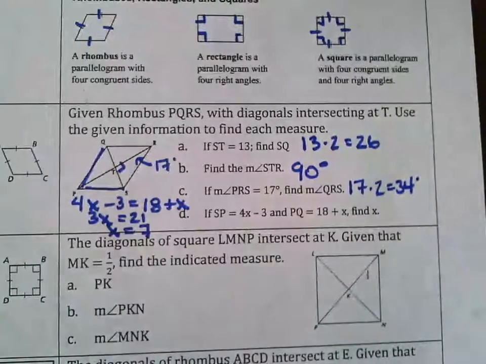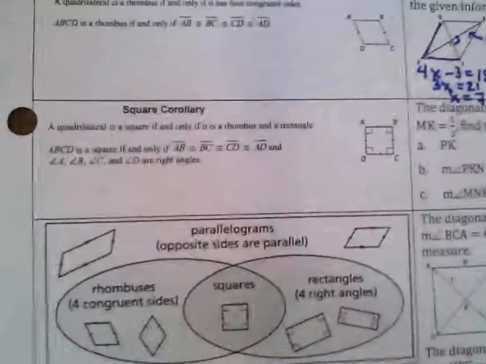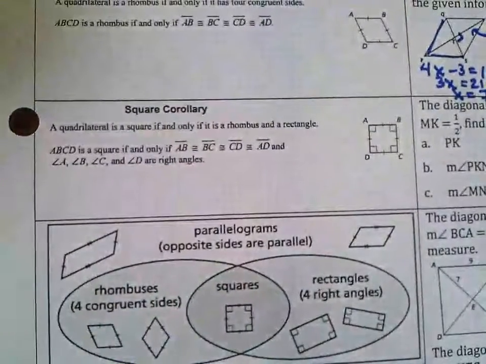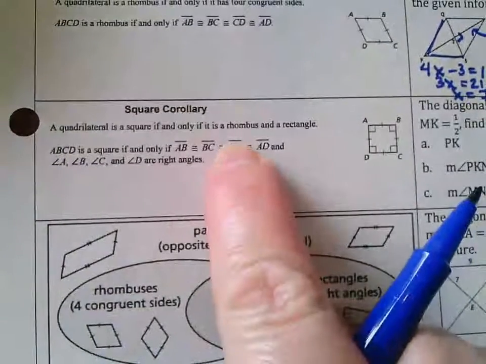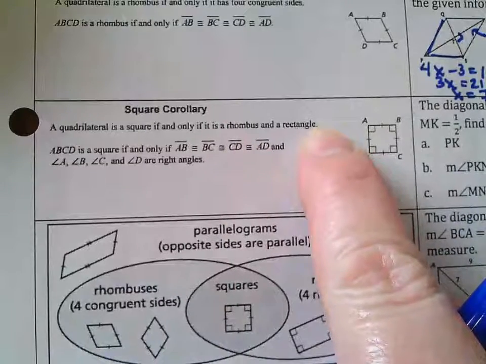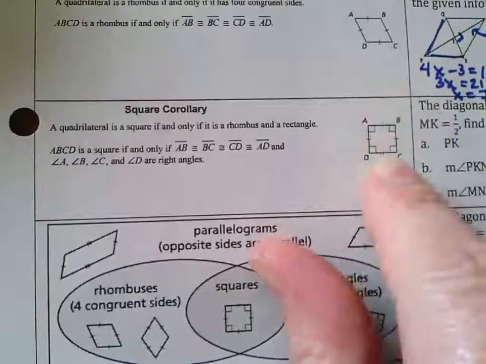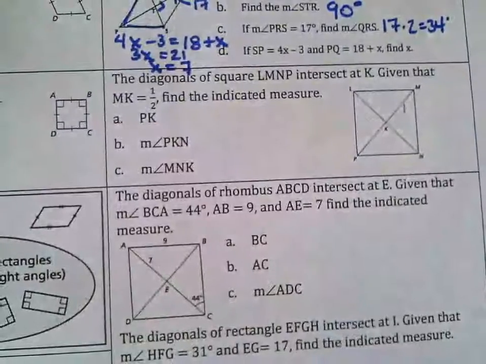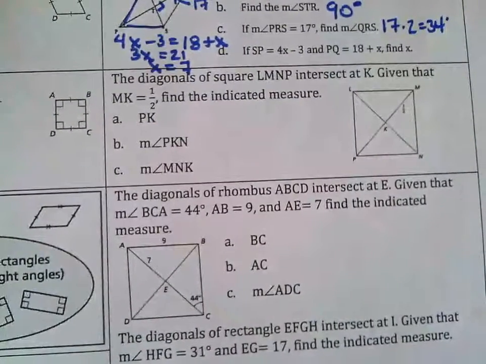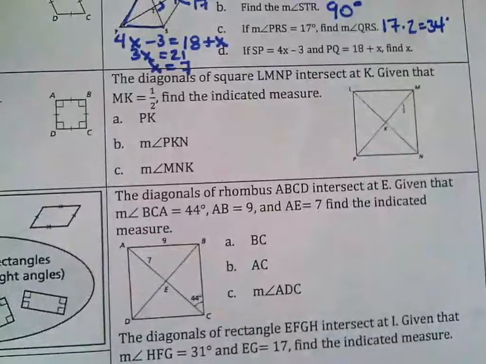So for a square, remember that it's also considered a rhombus. So a quadrilateral is a square only if it's also considered a rhombus and a rectangle. So if all the properties of a rhombus apply and all the properties of a rectangle apply, it's a square. All the sides are equal and it has those four right angles. So the diagonals of square LMNP intersect at K. Given that MK is 1/2, find the indicated measure.